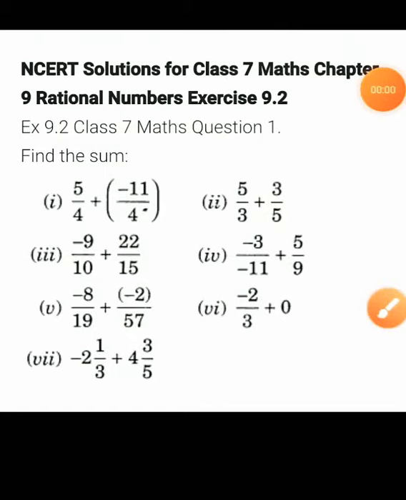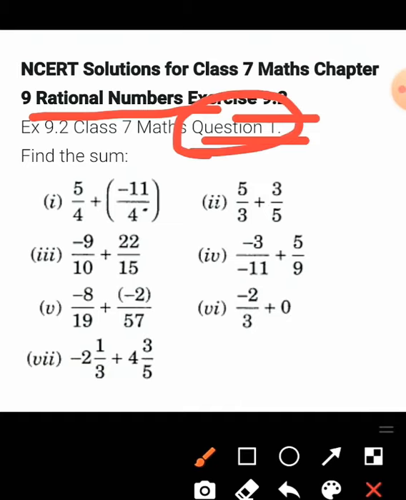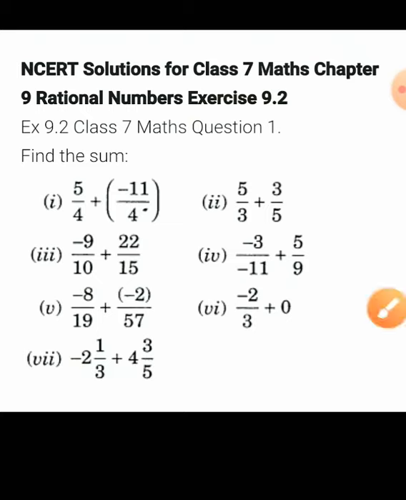Hello students, now we will see question number 1 of exercise 9.2, standard 7th, chapter number 9, rational numbers. So let us move to question number 1. Question number 1 is find the sum. This is our first question, 5 upon 4 plus into bracket minus 11 upon 4.